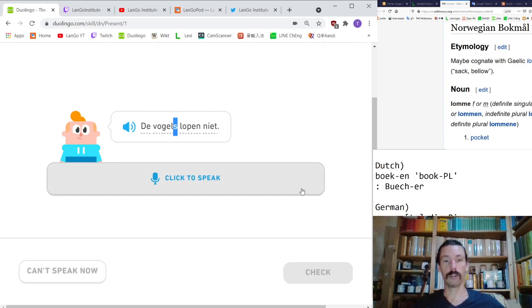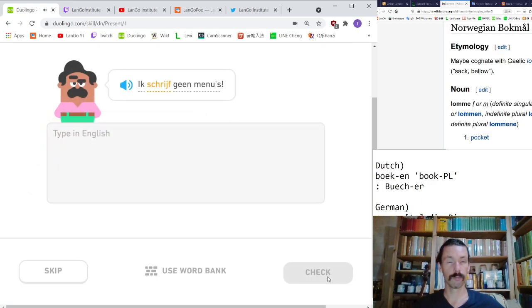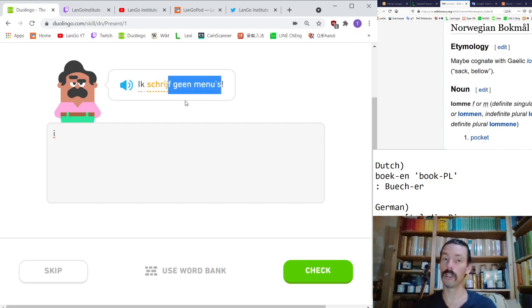De vogels lopen niet. This word final N is very often going to be dropped when you've got a consonant following, maybe elsewhere too. Ik schrijf geen menus. Menus. Ik schrijf. So we saw it with a voiced fricative in the plural, schrijven. Here the fricative is final, that labial sound, and it is devoiced in sound and spelling. Ik schrijf geen. This is a negative determiner. No menus. In English, it sounds better to negate the verb instead. I don't write menus.